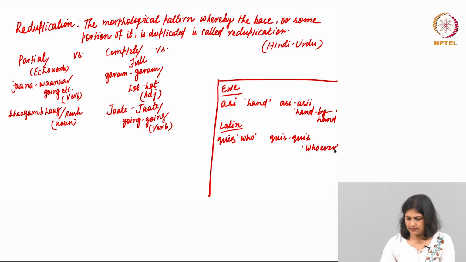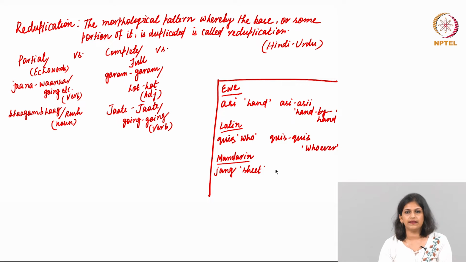Then we have a language like, let us say, Mandarin. This language also has reduplication in its linguistic system. We have yang, which means, let us say, sheet, right, and then when it is reduplicated, you call it yang yang, which means every sheet. Okay.